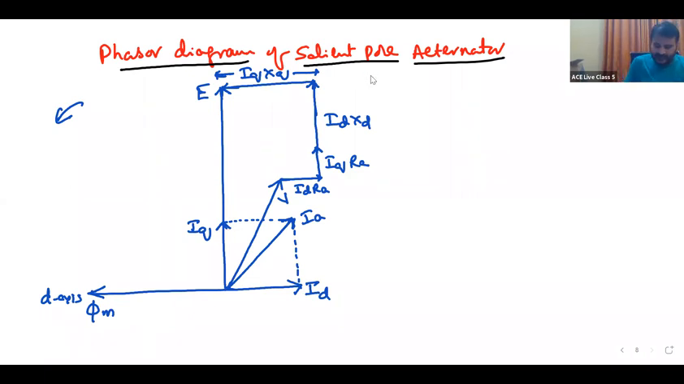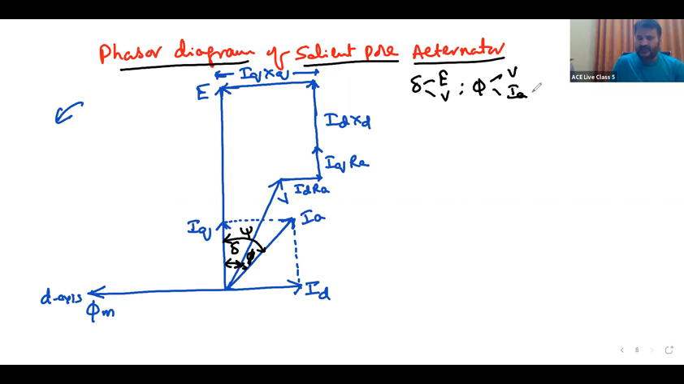And what are these angles? This angle is delta, and this angle is phi. Phi is the angle between V and IA, the load power factor angle. And this is psi. Psi is the angle between E and IA. So delta is the angle between E and V, phi is the angle between V and IA, and psi is the angle between E and IA.